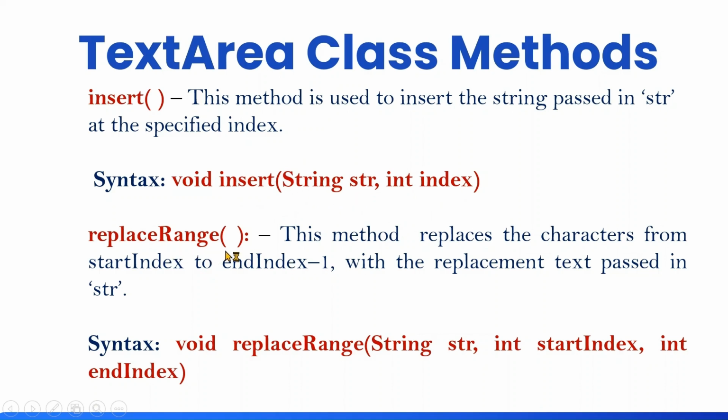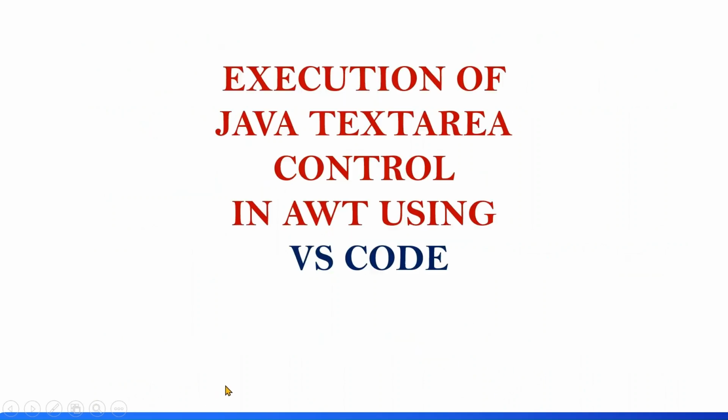Then the replaceRange method. This method replaces the characters from the starting index to the ending index minus 1 with the replacement text passed in the string. So here in replaceRange, you give the string you want to add, and you give the starting index and ending index values, so that the new string you are giving will replace the text from the starting index to the ending index.